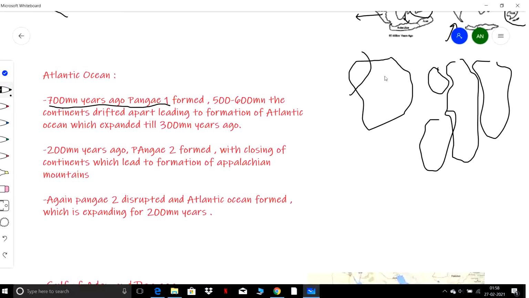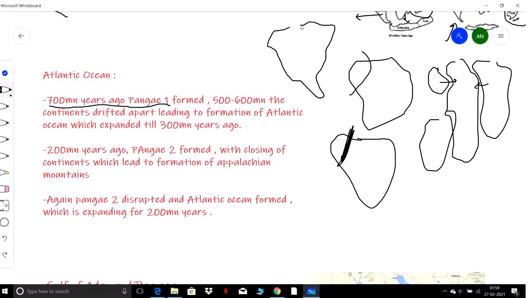Okay, when Pangaea 1 was disrupted and these again collided to form Pangaea 2, North America again collided to form Pangaea 2. But when these collided, the Appalachian Mountains were formed. Okay, which you can see, suppose this is USA, these mountains are called the Appalachian Mountains. The Appalachian Mountains were formed when the North American plate, the African plate and the Eurasian plate collided to form Pangaea 2.